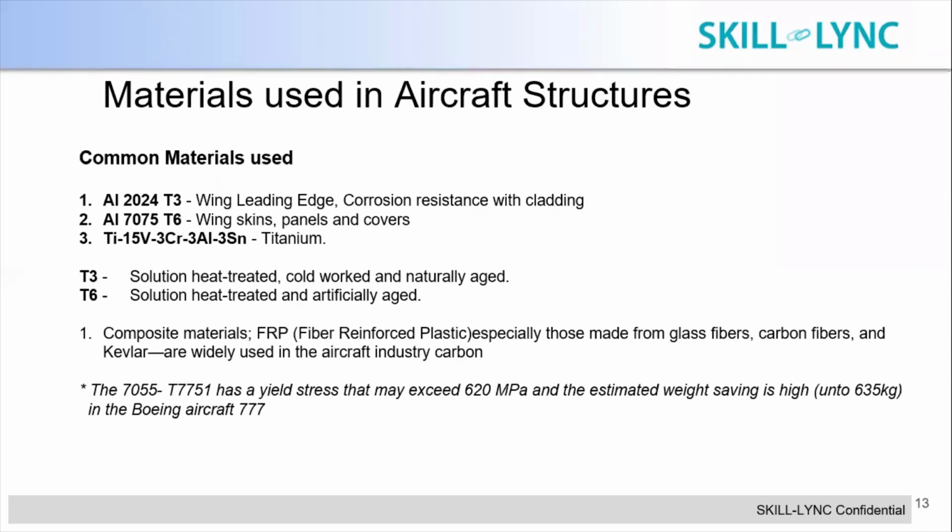You can see that in the Boeing 777 Dreamliner, it has reduced the weight of the plane itself by almost 30%. If you see, the plane is made of many composite materials, up to 70 to 75% of the entire plane structure, right?